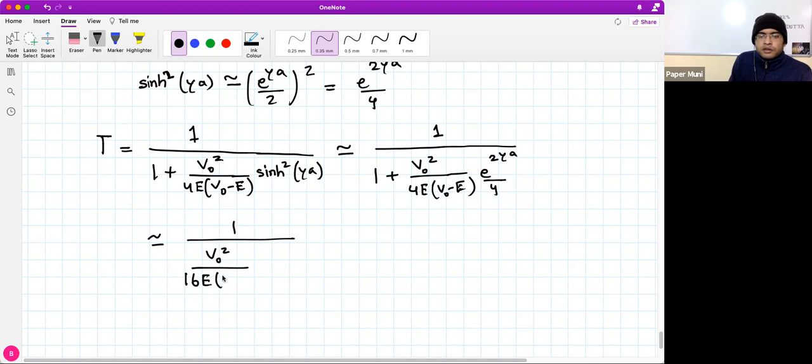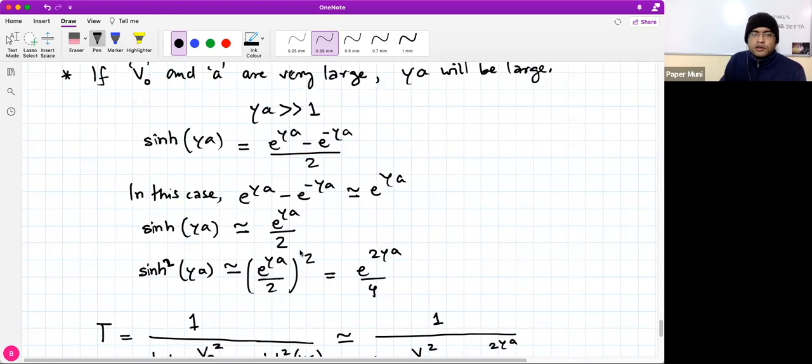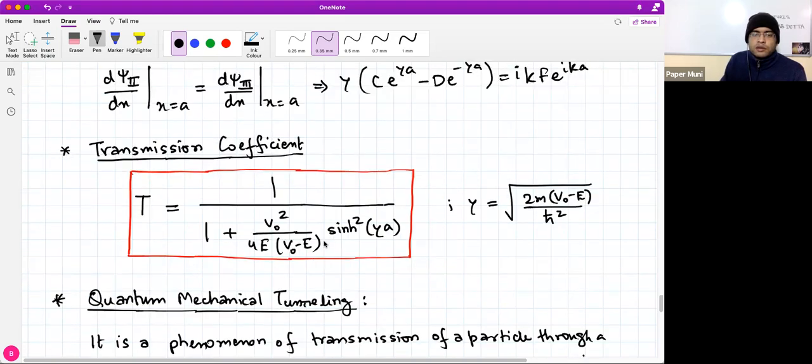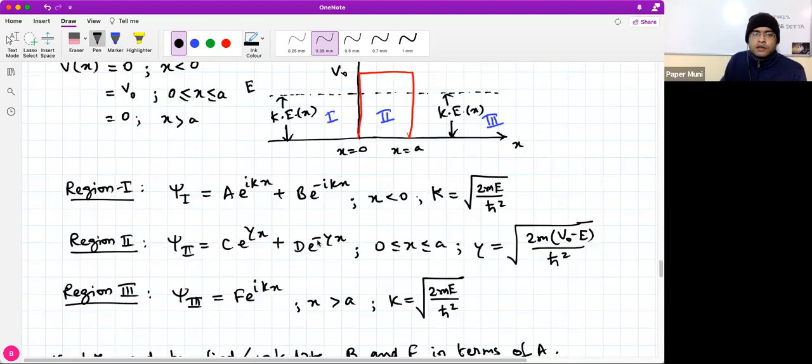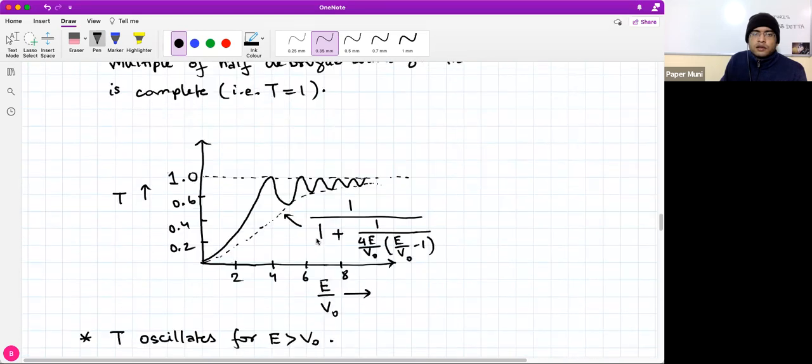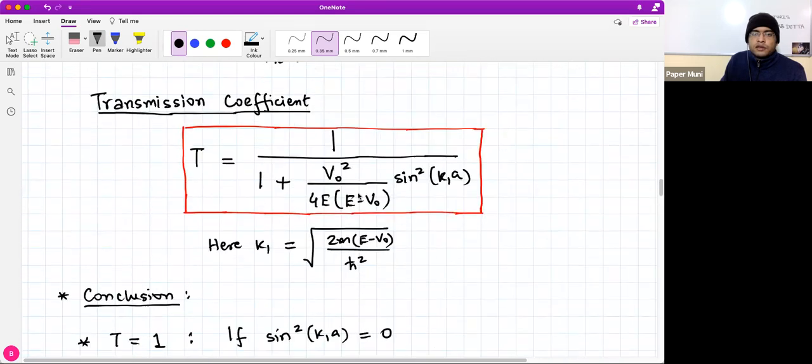So this is v naught minus e, to the power 2 gamma a. And one more thing about the similarity of the formula for T in both cases. In this case, there's a v naught minus e, and if you look at the T in the previous case, there it is e minus v naught. So these are the two things which change in both cases. This sign changes to sine hyperbolic, and this also changes.